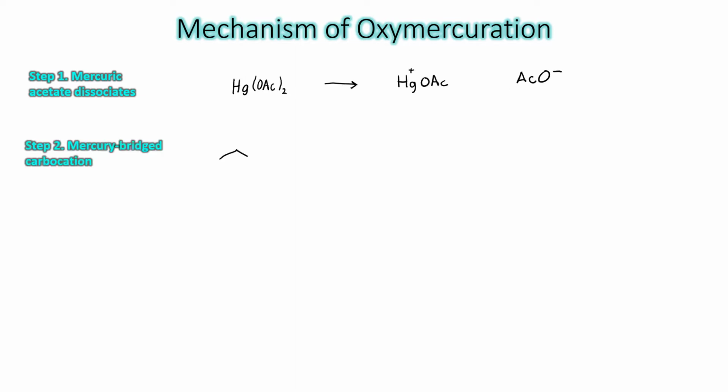The mechanism of this reaction begins by dissociation of mercuric acetate into an acetate ligand and a positively charged mercury acetate complex. In the second step, the electrons from the alkene attack the positively charged mercury atom, resulting in a three-membered mercuronium ion. In this ion, the positive charge is distributed between the mercury and one of the carbons.